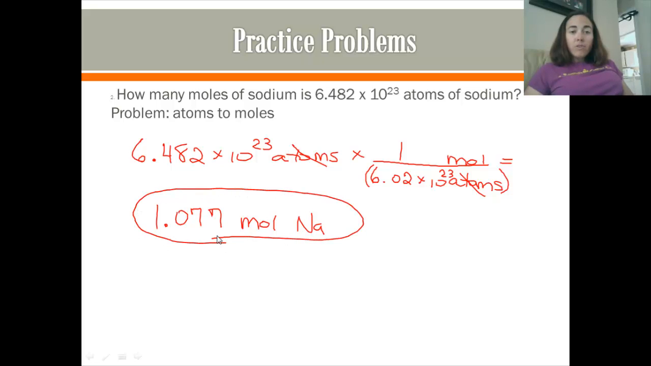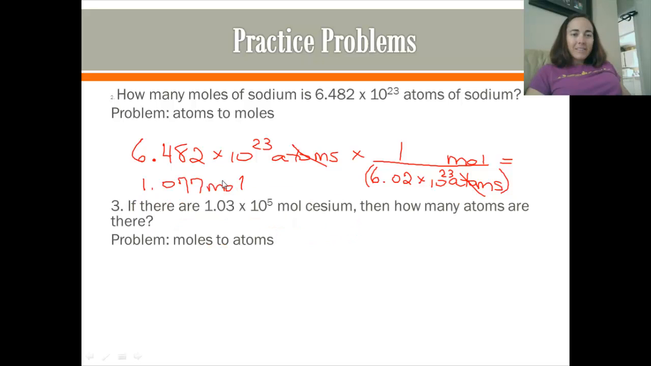So if you have 6.482 times 10 to the 23rd atoms of sodium, you have 1.077 moles of sodium. And that's actually going to be true for any element. It doesn't just have to be sodium. If you look at the way this conversion's set up, you'll see that. I didn't have to use anything specific for sodium to solve this problem.